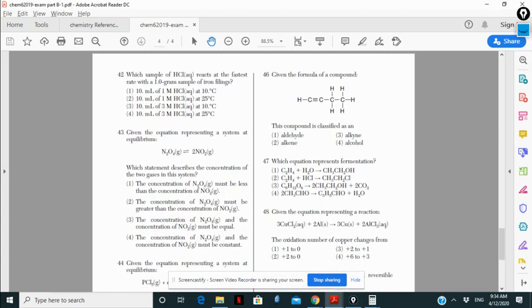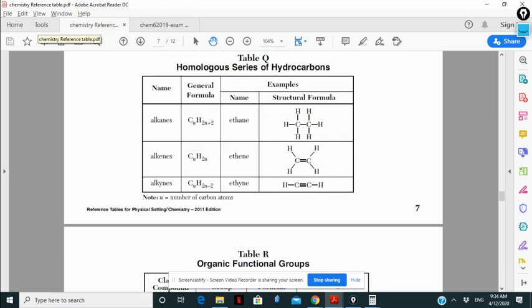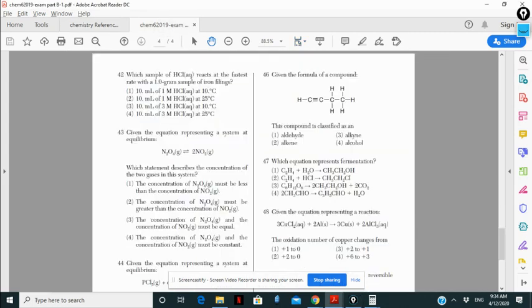Question number 46. Given this formula, this compound is classified as what? I have here a triple bond. I'm looking at what the triple bond is. I'm going to the reference sheet. So here a triple bond means alkyne. Now I know it's the alkyne group. So the answer is 3.